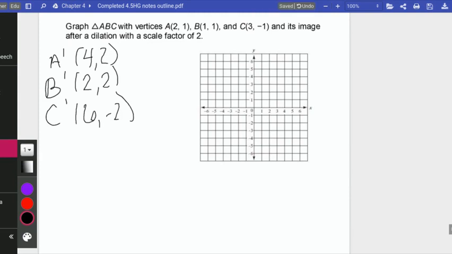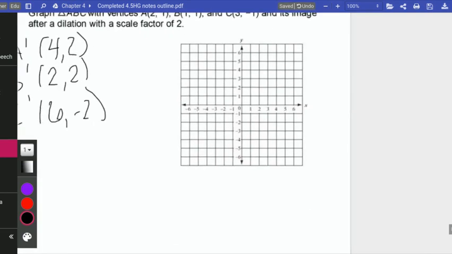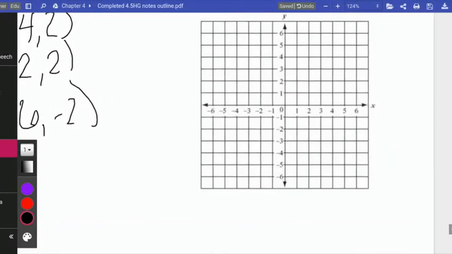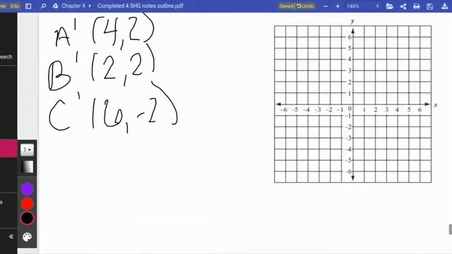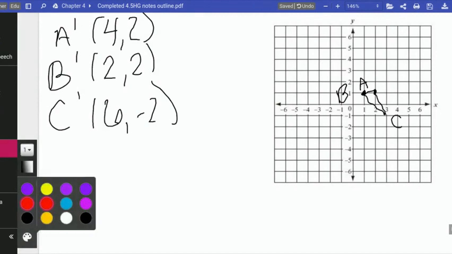So now I'm just going to graph my pre-image and my image. So I'm going to zoom in a little bit. Okay, so first I have A is (2, 1). B is (1, 1). C is (3, -1). So here is my original triangle. I'm going to do my image in red. So now I'm going to graph (4, 2), make sure you're labeling your points, (2, 2), and (6, -2).